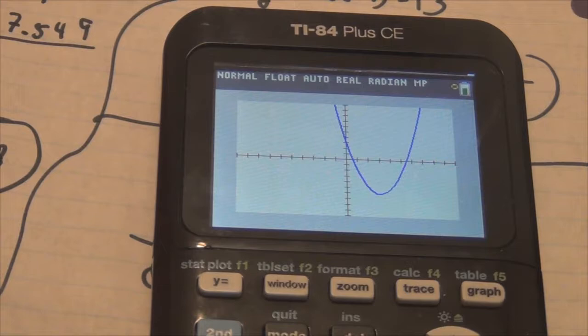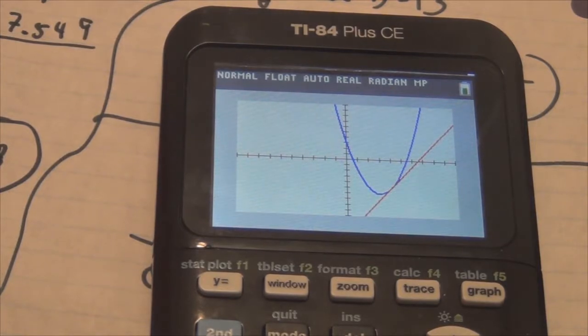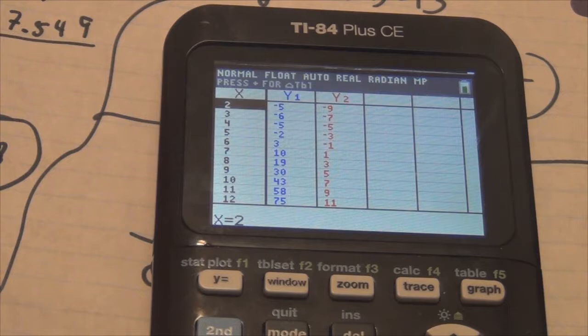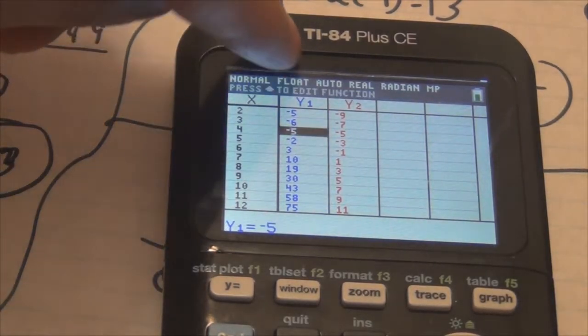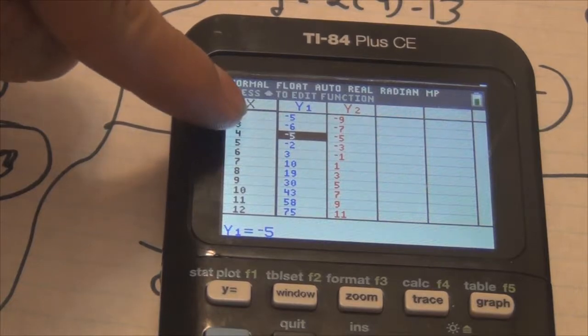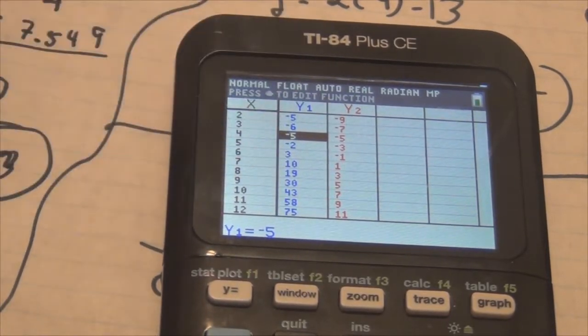Look at that. The line only touches the parabola at one point. Let's see, where do they touch? Whenever you do something algebraically and you get a nice answer, you can just look at the table here. All right, look at 4. When x is 4, the blue one is the parabola. When x is 4, the y value of the parabola is negative 5.